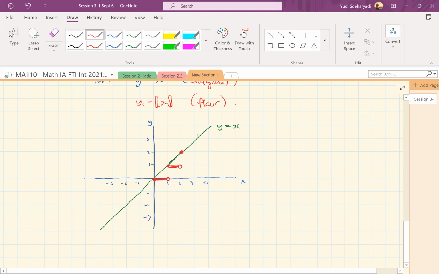Here the value is between 2 and 3. So we round it down to 2. Same thing here, round it down. So now it's easy. What we see, observe the value, round it down.